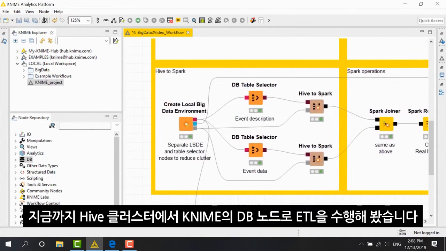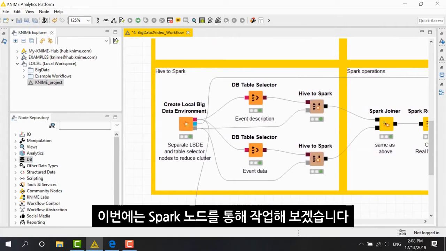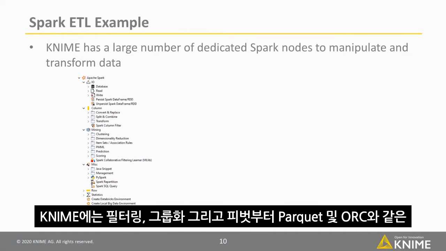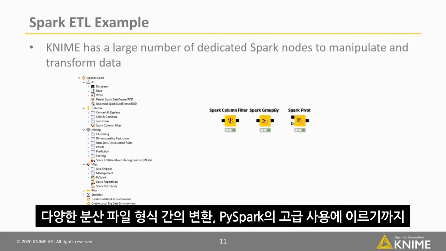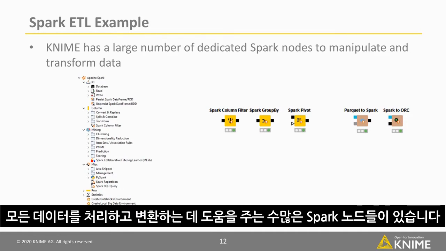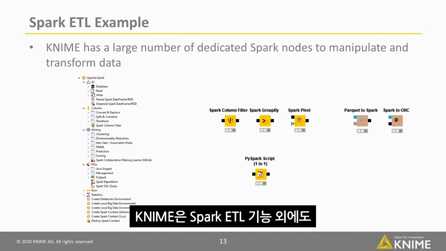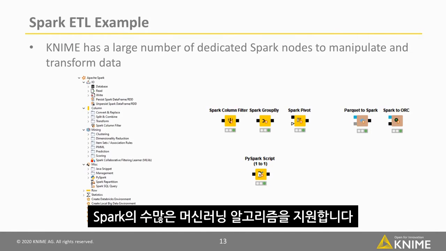Now that we've done a bit of ETL with KNIME's DB nodes on a Hive cluster, let's see what we can do with Spark instead. KNIME has a large number of dedicated Spark nodes to help you manipulate and transform your data. Everything from simple filtering, grouping, and pivoting to conversion between different distributed file formats like Parquet and ORC, and even advanced use of PySpark. Apart from extensive Spark ETL capabilities, KNIME also supports many of Spark's machine learning algorithms.